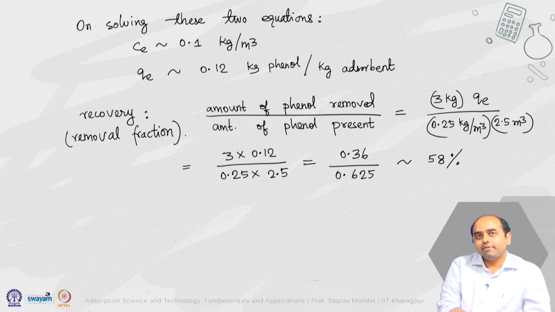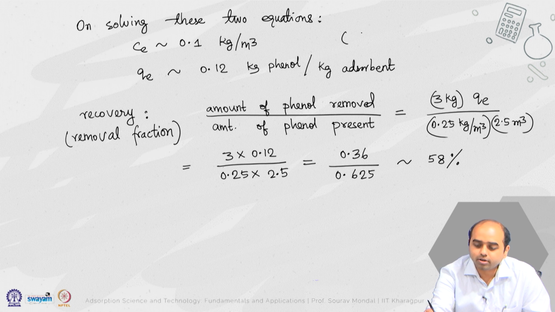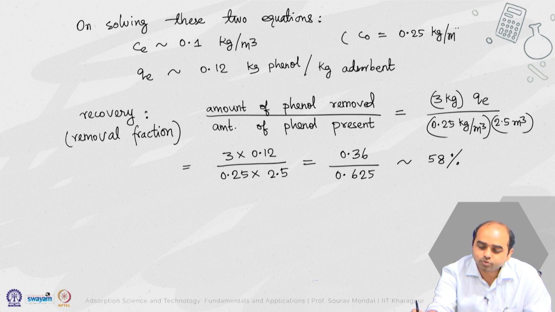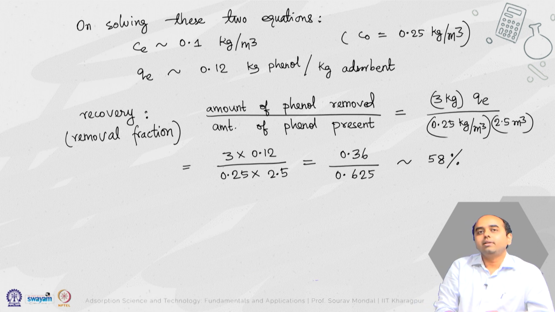But let us say if we want to consider that the equilibrium concentration or the treated solution should be below a particular desired value. So, in this case the final concentration came down to 0.1 kg per meter cube from 0.25. So, originally C0 was 0.25 kg per meter cube. From there it was reduced to 0.1 kg per meter cube by addition of 3 kg of activated carbon.